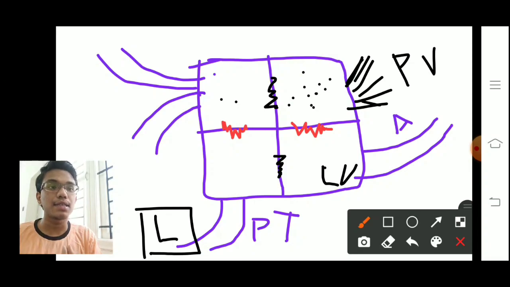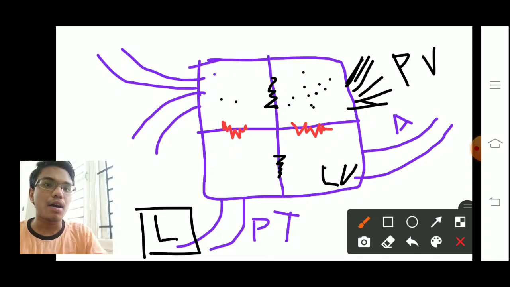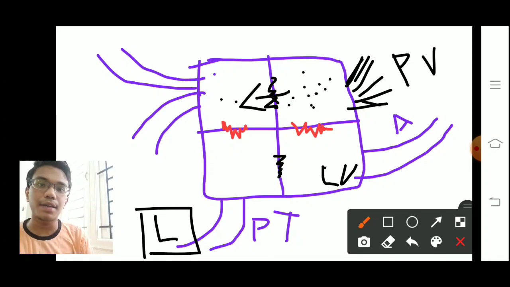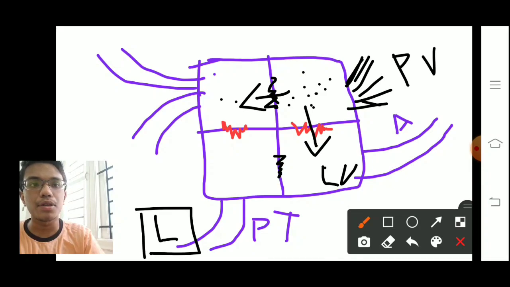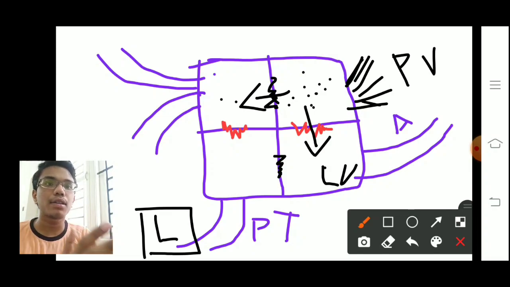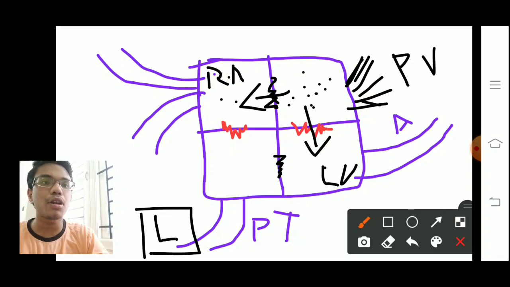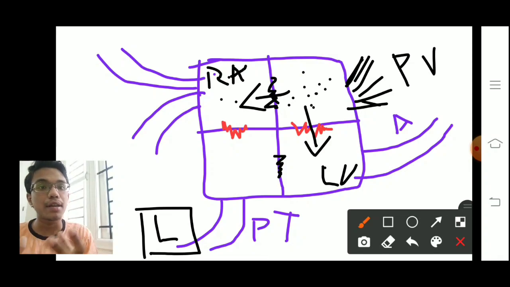But in this case, there is an interatrial septal defect. Now what happens? Blood can pass through the mitral valve into the left ventricle, or it can shunt via the interatrial septum into the right atrium. So you can see whether the left ventricular pressure is more or the right atrial pressure is more. Obviously, left ventricular pressure is more when compared with the right atrial pressure.